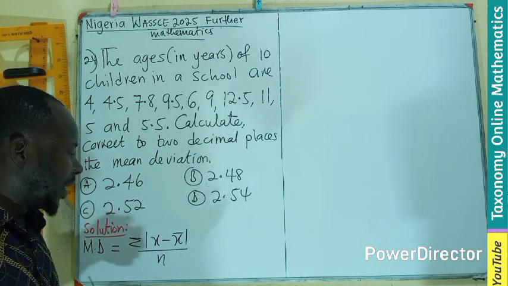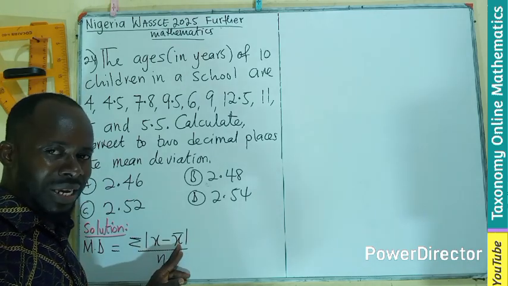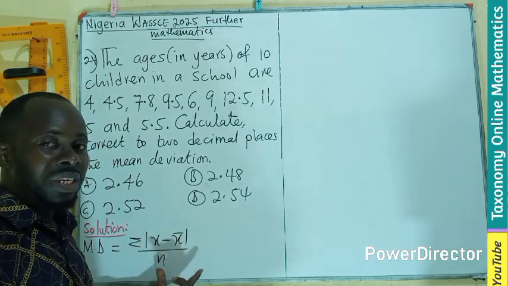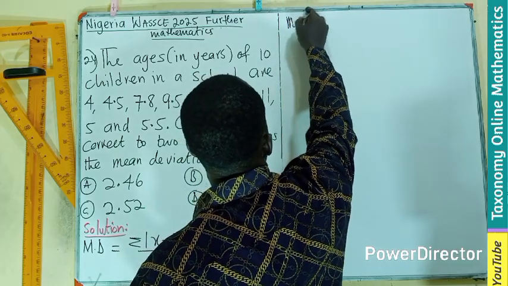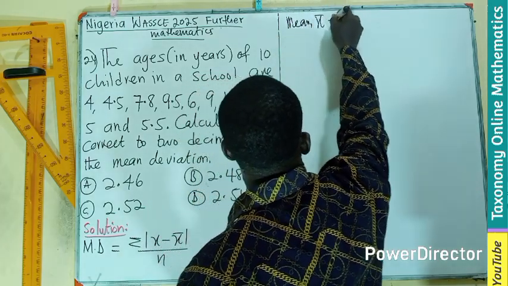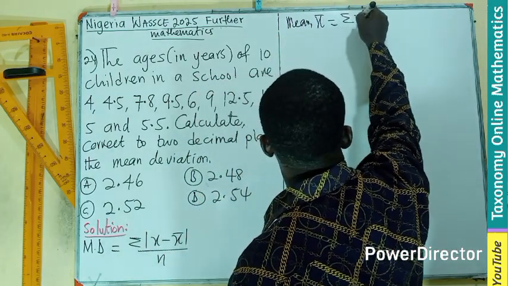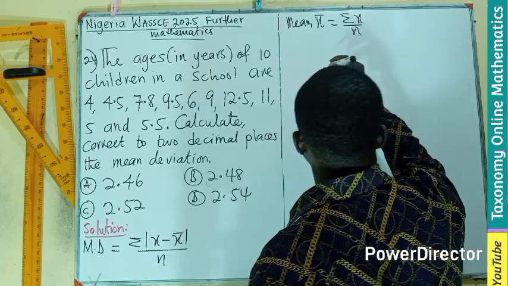So what do we need? We need two things here. We need the mean. We also need the mean deviation. So how do we find the mean, which is the x bar? It is the summation of all the values divided by what?